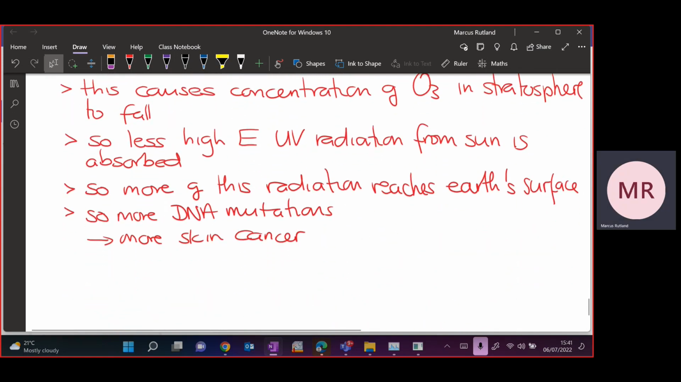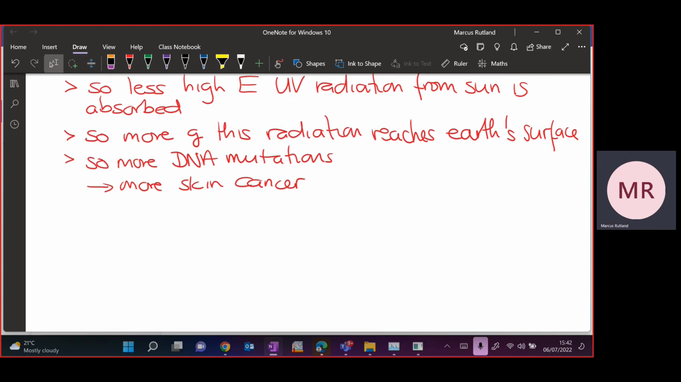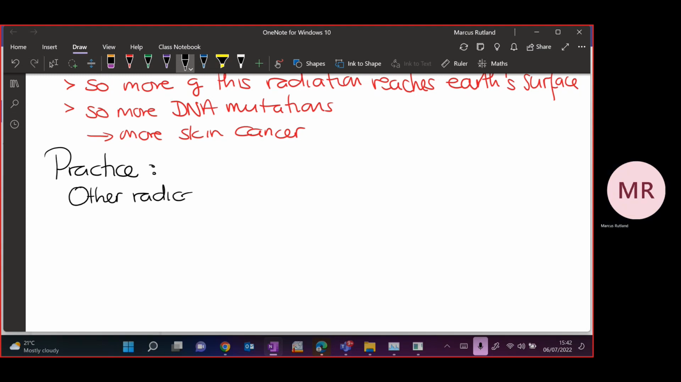Okay, a final little bit of practice. Let's just do a quick practice then. See if this idea that radicals can catalyze the destruction of ozone, see if you can put that into practice. Other radicals can also have the same effect.